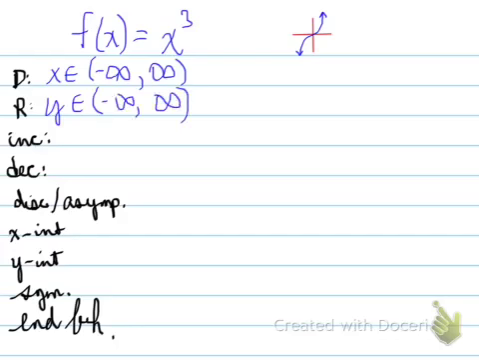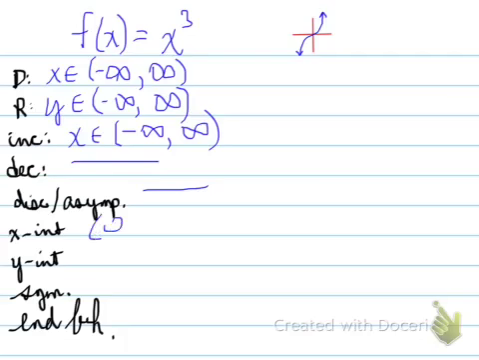Now, increasing this function, if you look from left to right, it's continuously increasing. So it increases across the entire domain. All right. And then it doesn't decrease ever. There are no discontinuities. The x-intercept and y-intercept are the same values. Then that is at the origin, 0, 0.